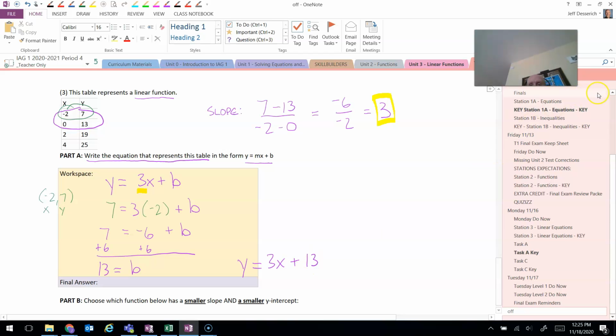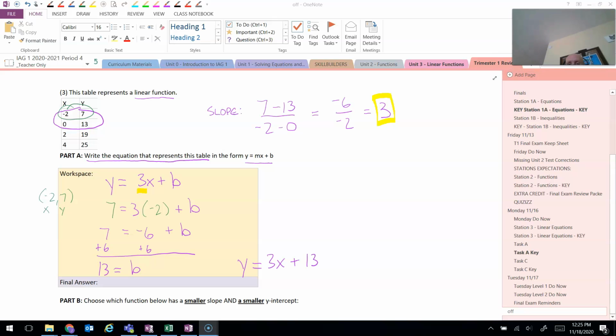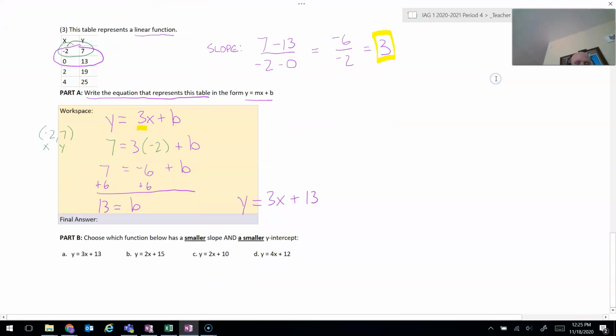Our job now was to be able to pick which equation, which function, they say, has a smaller slope and a smaller y-intercept. So let's see, A doesn't have a smaller slope because it has the same slope. B does have a smaller slope. C has a smaller slope. D does not have a smaller slope. So again, the 3 is the slope. So even if you'd just done the first part of the problem and seen that the slope was 3, you could have already crossed off A and D.